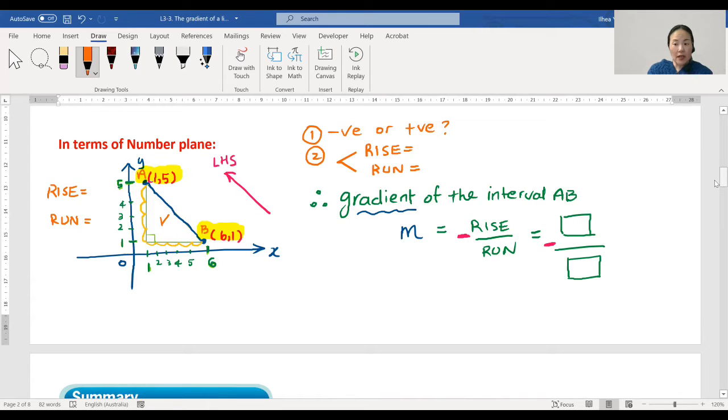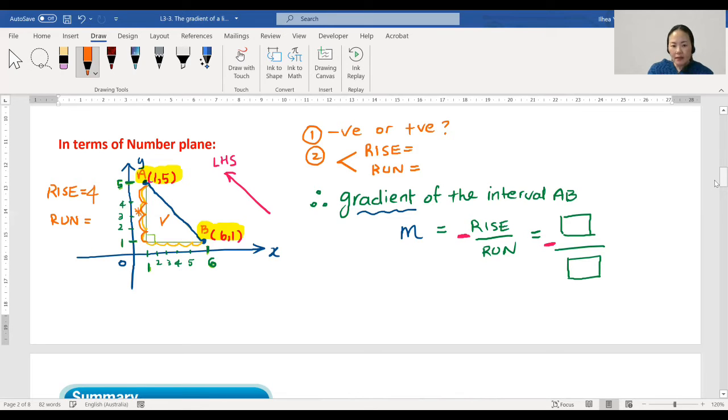Why do we do that? Because we want to find how many spaces for rise and how many spaces for run in order to find the gradient, because gradient is rise over run. Which one is my rise? Rise is going up, so that means this one, my y-axis. My y-axis says it's going up by 1, 2, 3, 4. So my rise is 4.